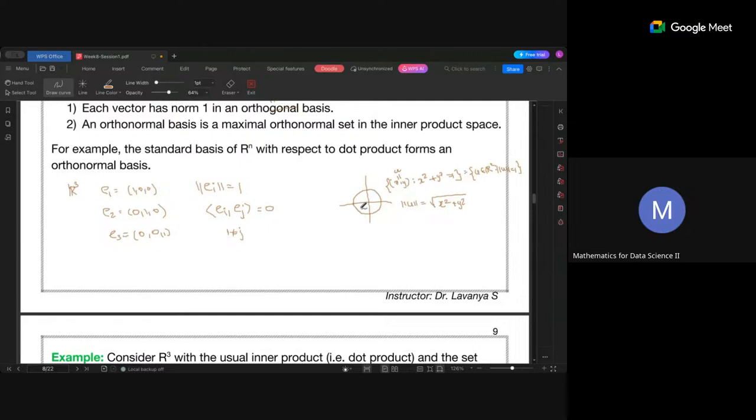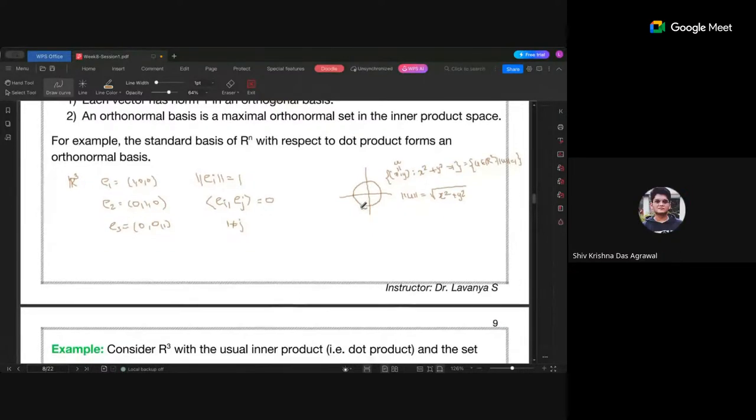So you see how many vectors are here? Infinite. So same way in R3 you have to consider this sphere. All the vectors on that sphere and on that unit circle do not form an orthonormal basis. They are just having norm 1. That is why I told that there are infinitely many vectors with norm 1, not just 1, 0 and 0, 1. Okay.